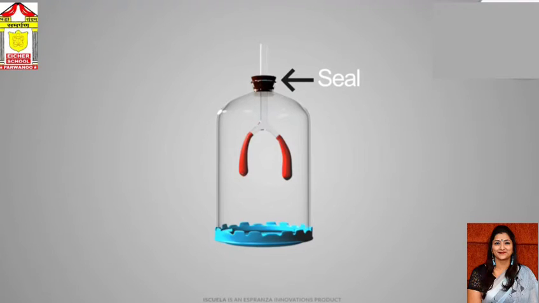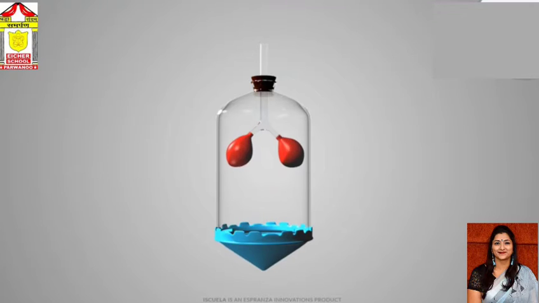Now cap the bottle to make it airtight. To the open base of the bottle, tie a rubber or plastic sheet with the help of a rubber band. To understand the expansion of lungs, pull the plastic sheet from the base downwards and watch the balloons. Next, push the rubber sheet up and observe the balloons again. Did you notice any change in the balloon?